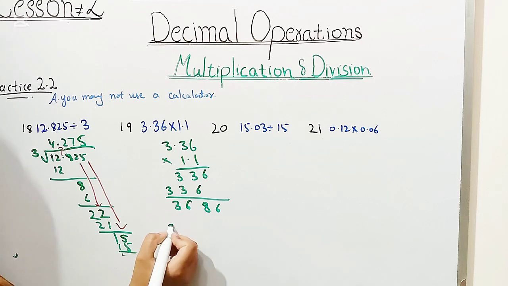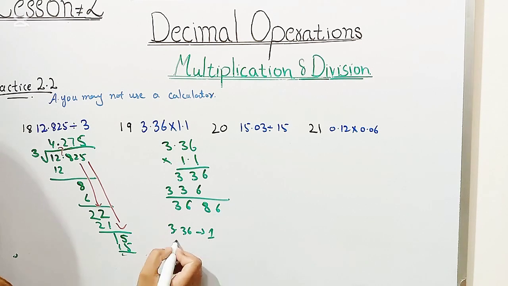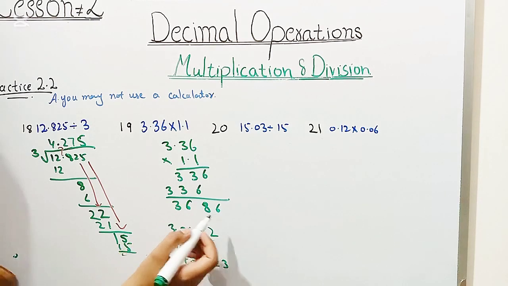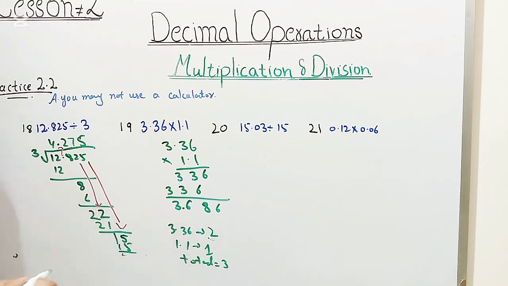Okay. 3.36 has 2 decimal places. 1.1 has 1 decimal place. So its total will be 3. Then I will count from the right side: 1, 2, 3. We will move the decimal from the right side. The 3.696 is the final answer.